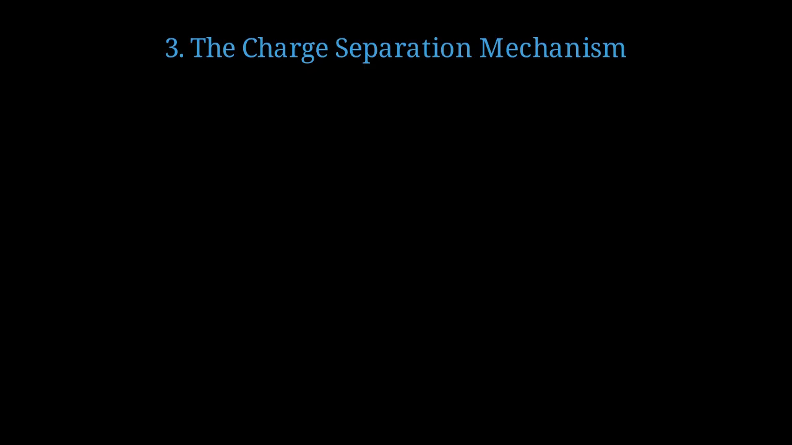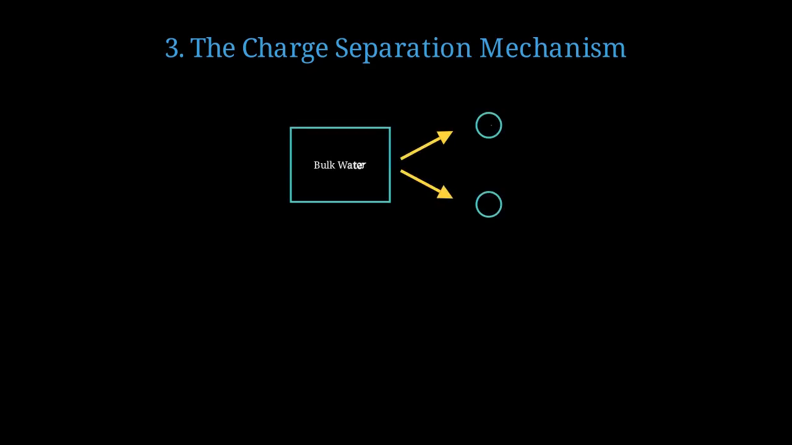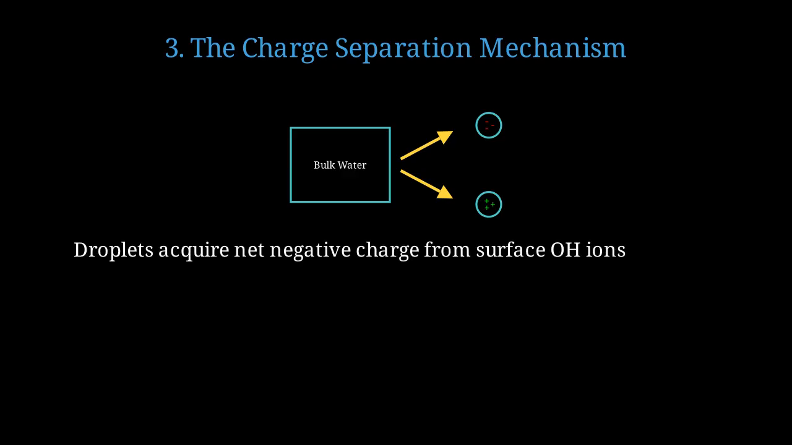Now let's see exactly how charge separation occurs when we spray water. When we break bulk water into droplets, the hydroxide-rich surface becomes the outer shell, while excess hydrogen ions remain in some droplets. Most droplets acquire a net negative charge because their large surface area is enriched in hydroxide ions. The charge Q equals negative N times the elementary charge, where N is the excess number of electrons.